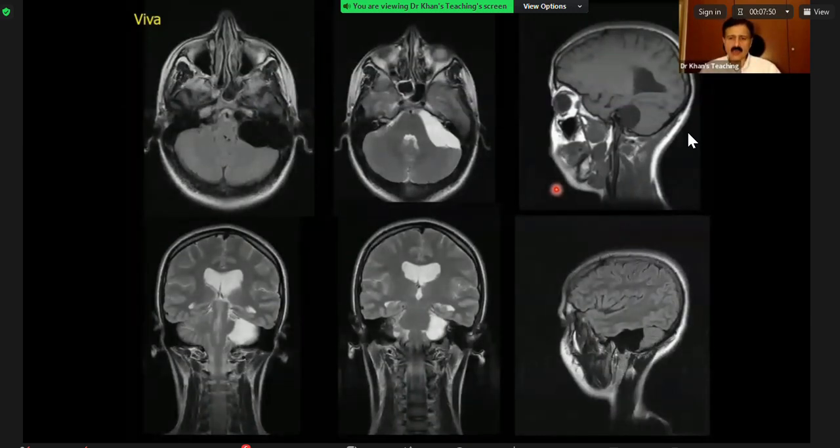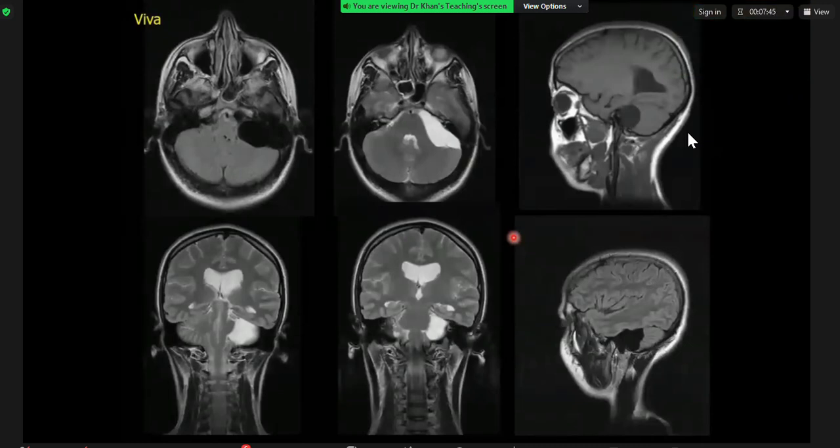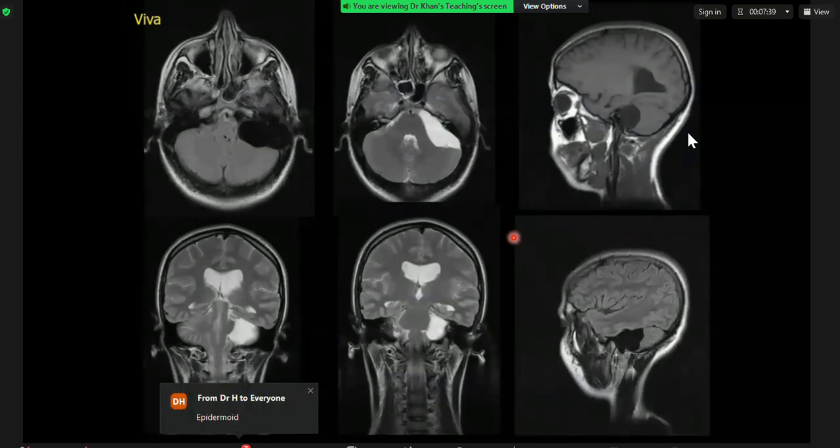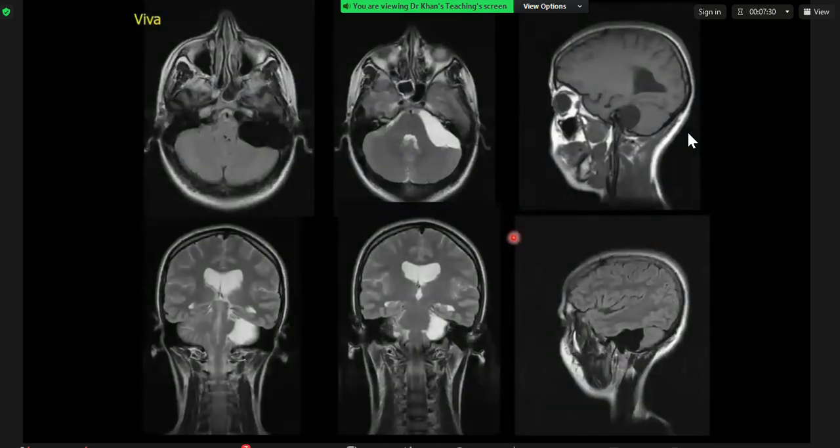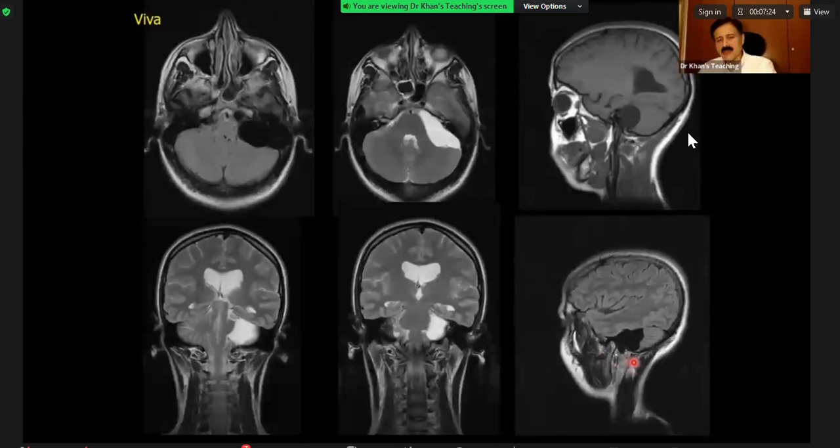Now, what is this? There's a cystic left cerebellopontine angle lesion, which is causing some mass effect. In terms of signal, it's high intensity on T2 and completely nulling on the FLAIR sequences. So I think this is likely to represent an arachnoid cyst. Excellent. Please remember, epidermoid versus arachnoid is an exam case.